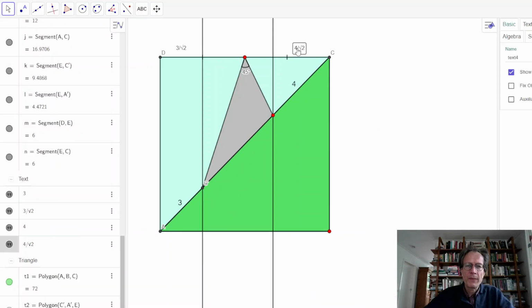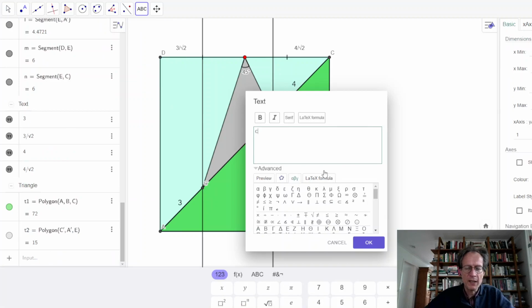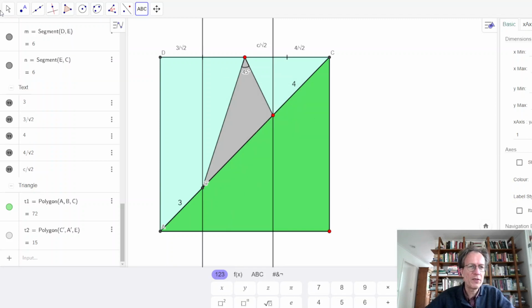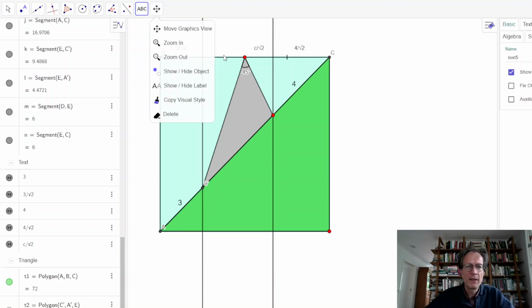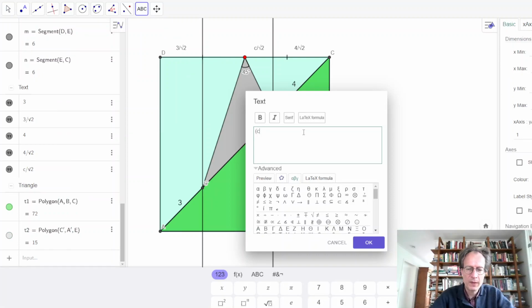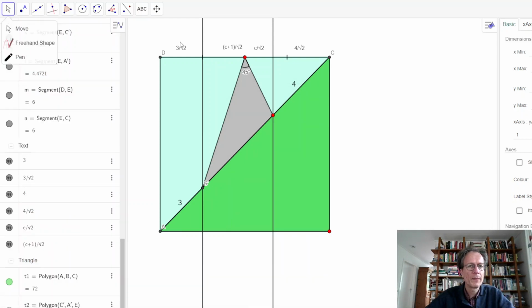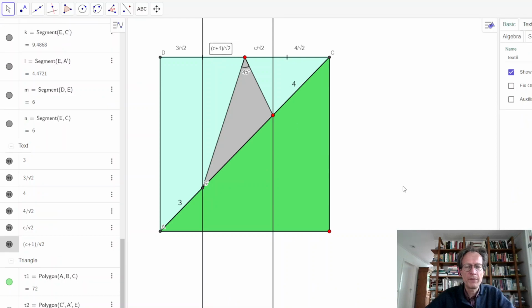If I name this length from that midpoint to over here c divided by square root of 2, for convenience I'll divide out the square root of 2 already. Then from the fact that it is the midpoint, so this must add up to this, we know that over there we have c plus 1 divided by square root of 2. That's quite obvious.